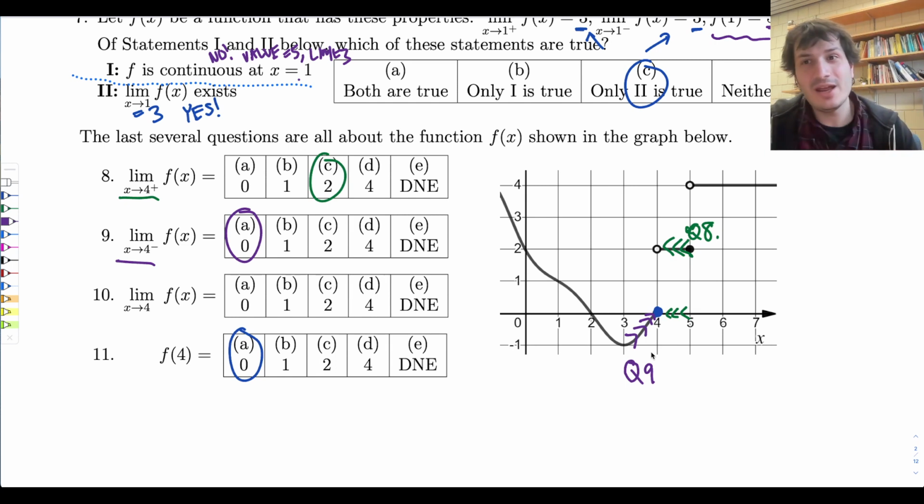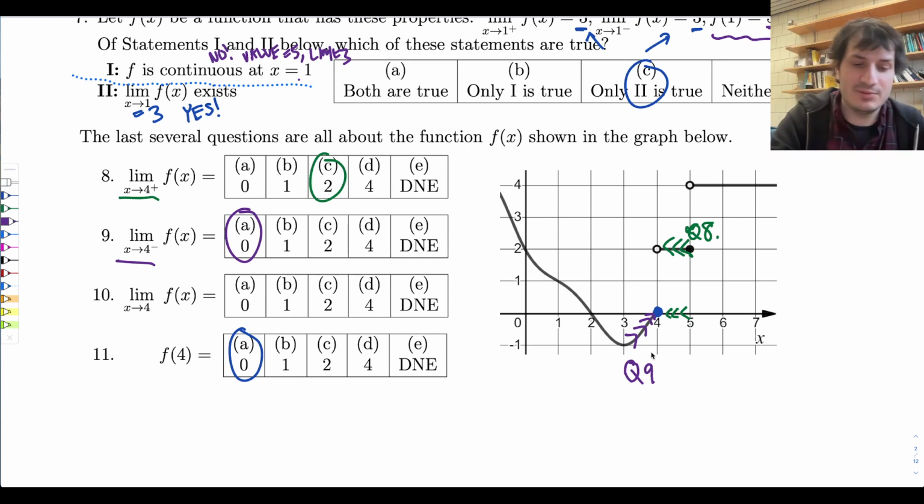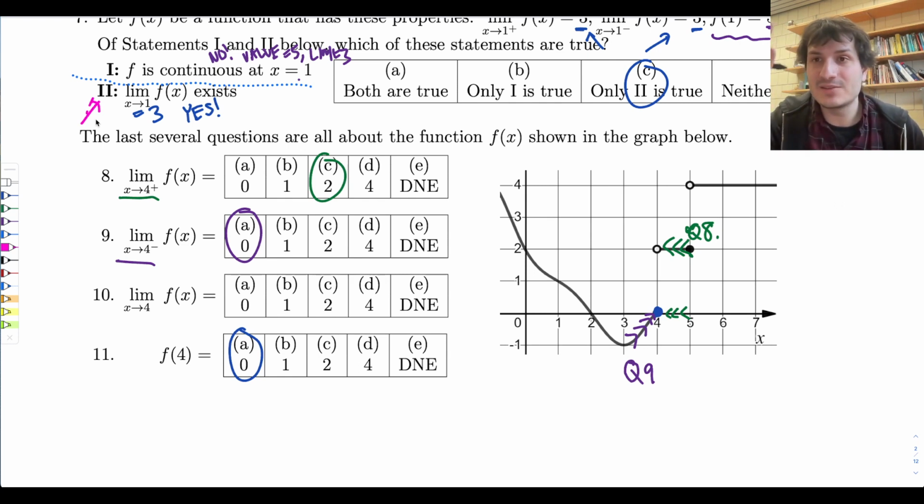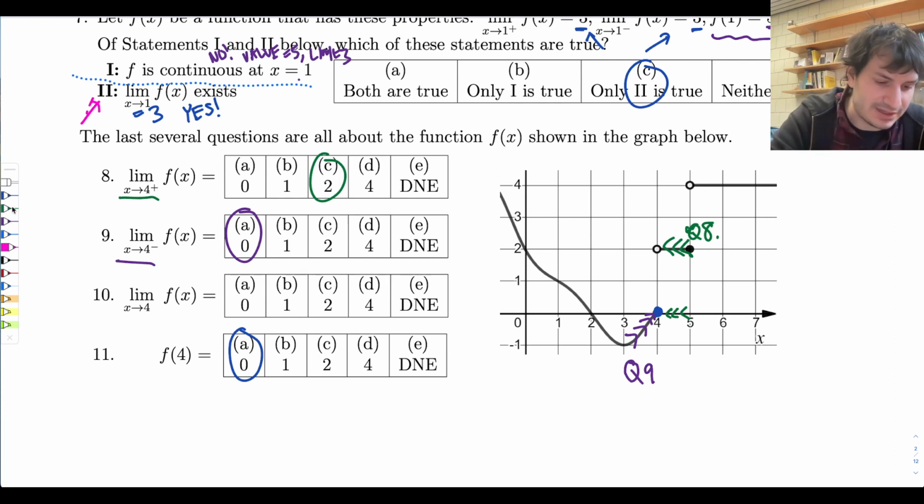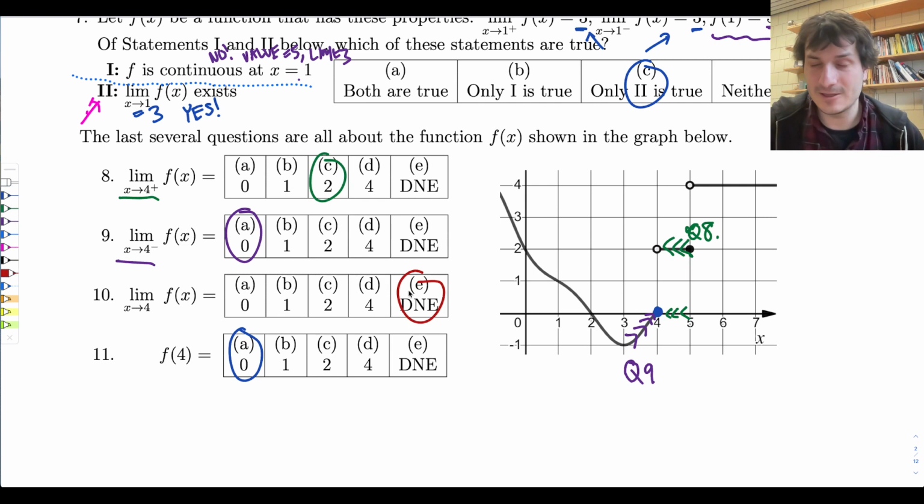Question 10, you cannot read from the graph directly. You have to do the left and the right limit separately. It was the same idea as this point number 2 up here. The limit from the left and the limit from the right in this case are not equal. One of them is 2, one of them is 0, and therefore the correct answer is that the limit does not exist, because they are not equal.